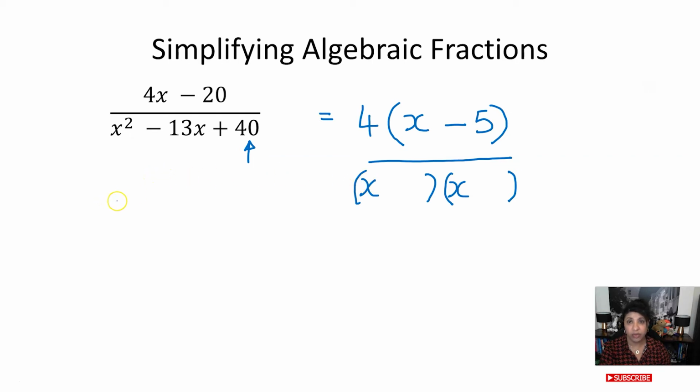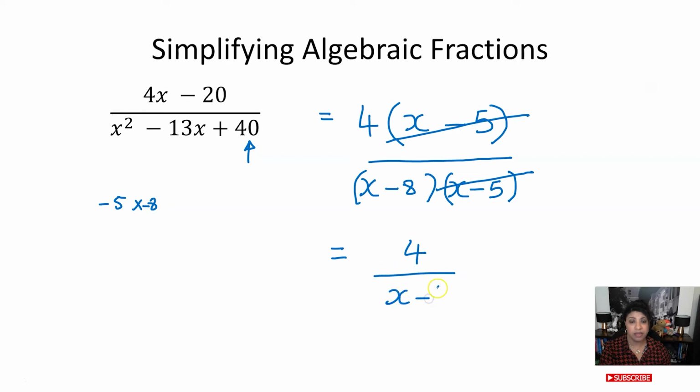So I can think of two numbers. 5 times 8 will give me 40, and if I add two negative numbers of those, that will give me negative 13, and negative 5 times negative 8 will give me positive 40. So what goes in here is x minus 8 and x minus 5. So now you can see I have a common bracket which I can now cancel out. So this bracket and this bracket will cancel out. So my last answer then is going to be 4 over x minus 8.